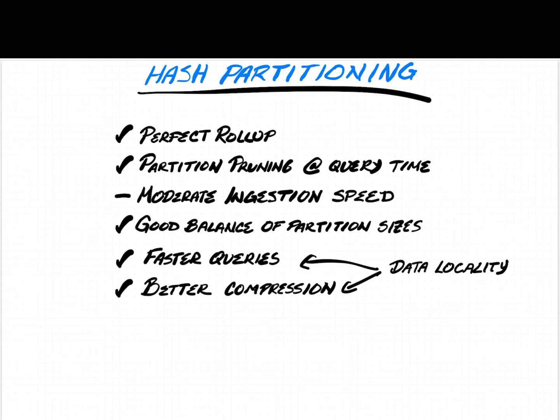in Druid. It provides some benefits over dynamic partitioning in that it can do perfect rollup. We'll talk about what that is. It can provide some partition pruning at query time, which improves query performance. So that's a good benefit we'll talk about. It's slower at ingestion than dynamic partitioning. It has to do more work, and we'll talk about what that work is. And it provides a pretty good balance of partition sizes, and we'll talk a little bit about why. And finally, it provides data locality. It's putting the same values together, and that provides better compression and therefore faster queries.